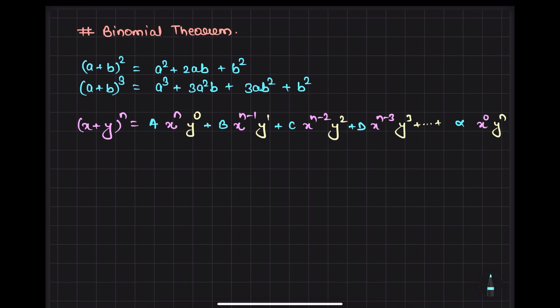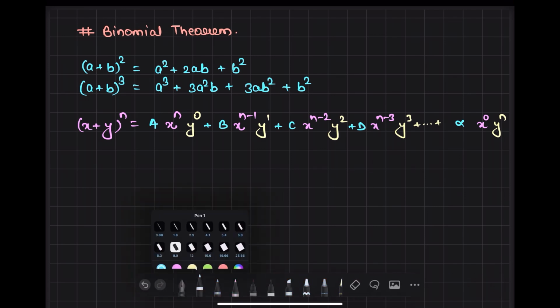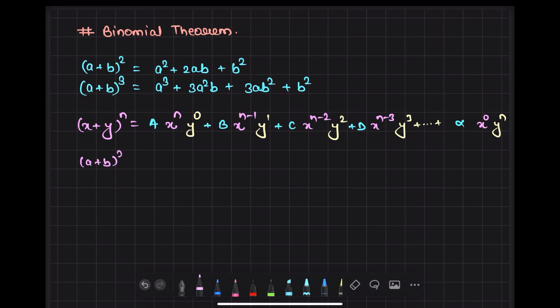Now try to reconnect with my explanation, which was for (a plus b) whole square. You know that you have to give the maximum power, 2, to a and the minimum power, 0, to b. Then you reduce the power of a by 1, so it becomes a to the power 1, and increase the power of b by 1. You keep doing this until you get the minimum power for a and the maximum power for b.